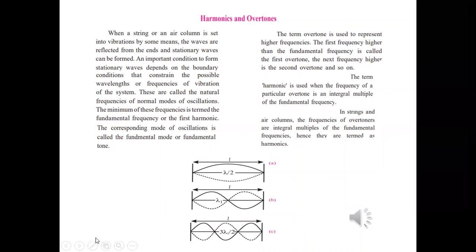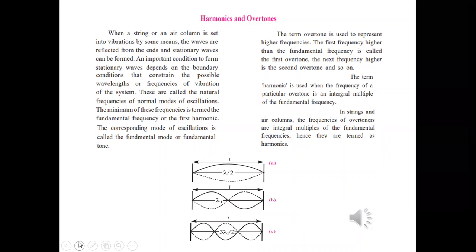Harmonics and overtones. When a string or an air column is set into vibrations by some means, the waves are reflected from the ends and stationary waves can be formed. An important condition to form stationary waves depends on the boundary conditions that constrain the possible wavelengths or frequencies of vibration of the system. These are called the natural frequencies or normal modes of oscillations.